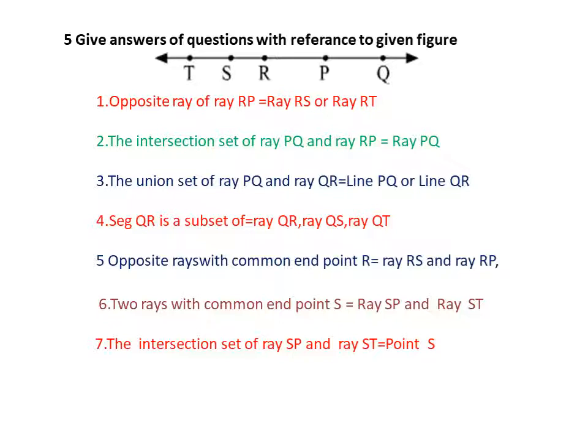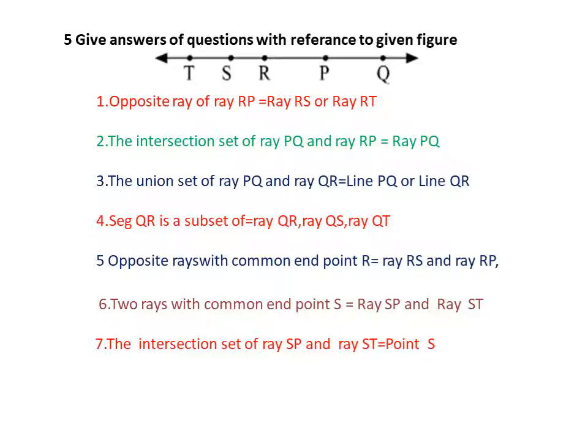Segment QR is a subset of. Subset means part of. Then segment QR is part of whom, that we want to say. It may be part of ray QR. It may be part of ray QP. Otherwise you may take ray QS or ray QT. These are the parts of that. Their answer is ray QR, ray QS, ray QT.